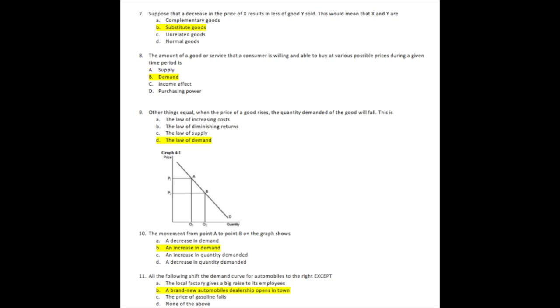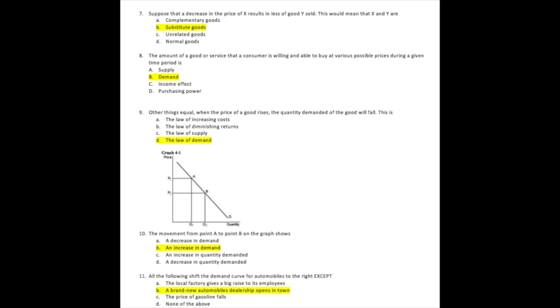Number 10 is just like that question on y'all's quiz. The movement from point A to B on the graph. And you see that quantity 1 is further back or behind quantity 2 on the number line down there. So that lets you know that it's an increase in quantity demanded. Also, because it's still on the same demand line, you know that it's dealing with quantity demanded. It doesn't have to do with demand.